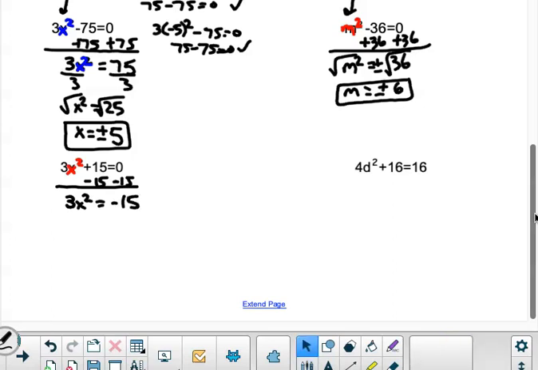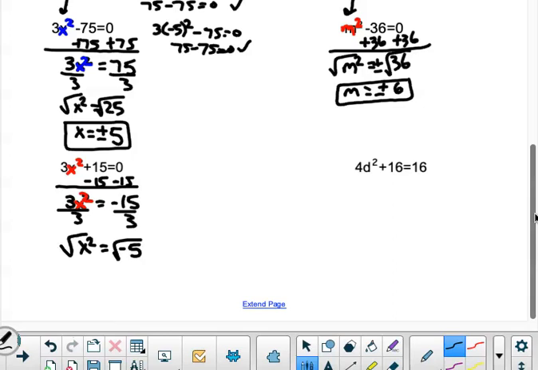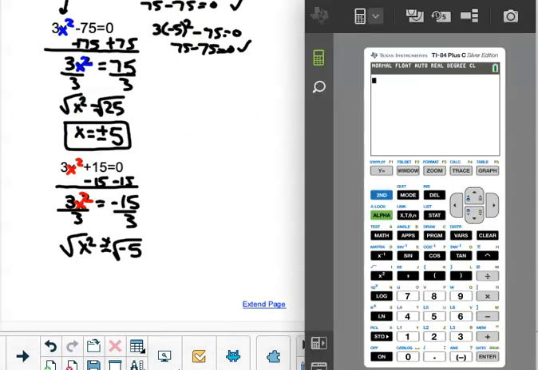Now on here, I still don't have x squared as the only thing on this side, so I need to continue to move stuff away. I'm dividing by 3 here. Now x squared is all alone, which means I'm able to do the square root of both sides. I'm going to include the plus or minus on the right as well. But let me show you something. Let's go to the calculator here, and we'll punch this in and see what happens.